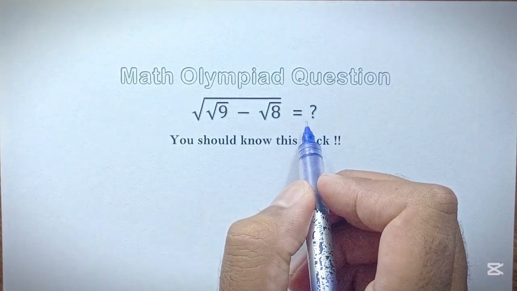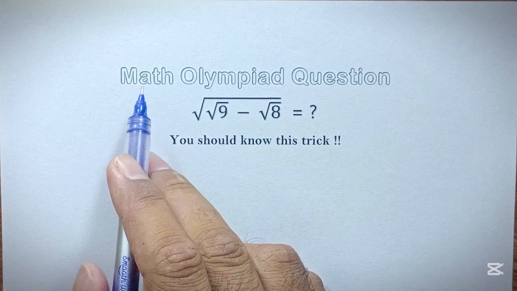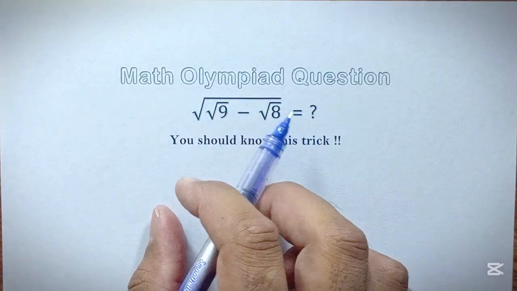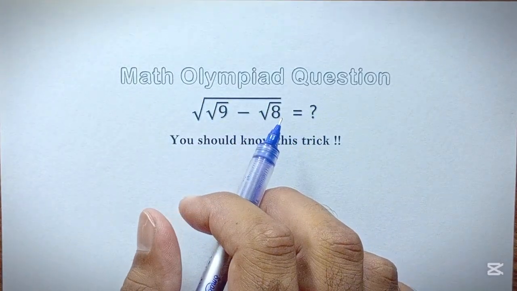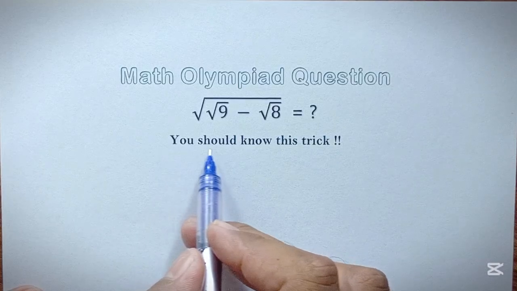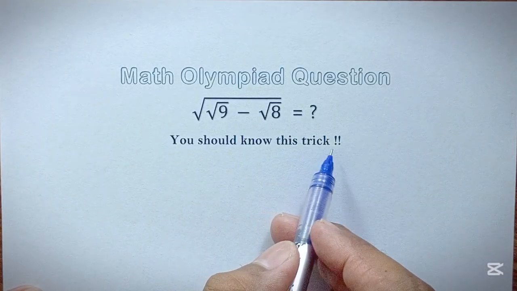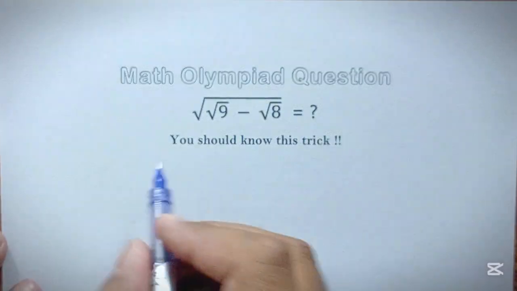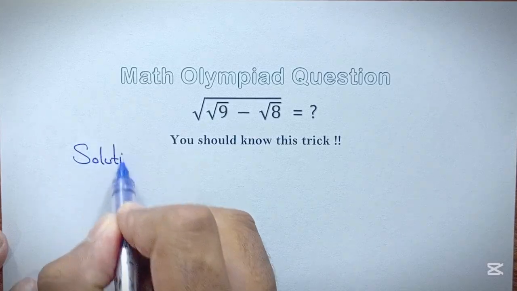But keep in mind, this is a Math Olympiad question. If you don't know, no worries. Just stay here with me, we will solve it together. You should only know this trick to solve it easily instead of getting confused. All right, its solution is as follows.